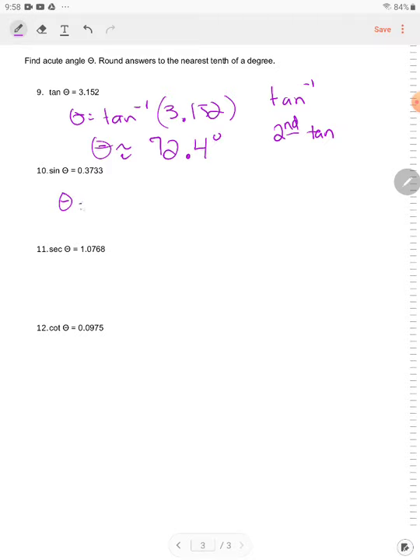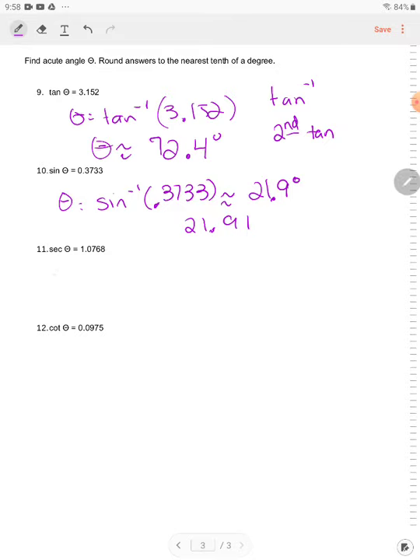So sine of theta is 0.3733, so theta is sine inverse of 0.3733. So again, we'll do second sine, 0.3733, which is approximately 21.91. Okay, so again, approximately 21.9 degrees, because the 1 tells you to stay the same number.